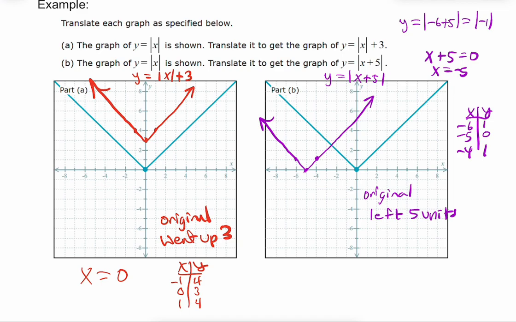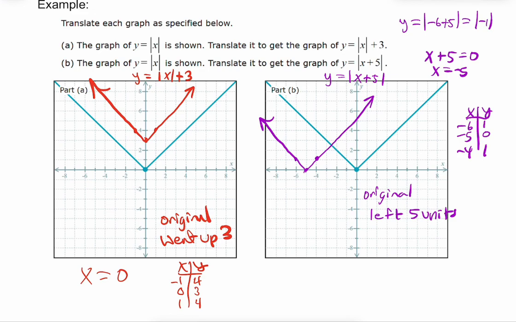So what we've just learned here is if you add something on the outside, it's going to go up. So if you subtract something on the outside, it will go down. If you add something on the inside, it's going to go left. If you subtract something on the inside, it's going to go right. And we're going to keep exploring those patterns as we graph.